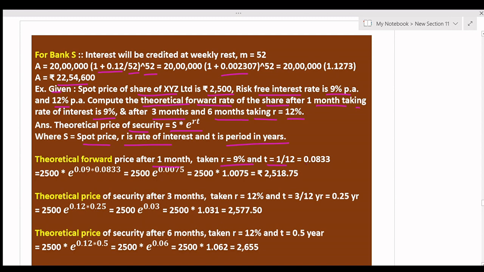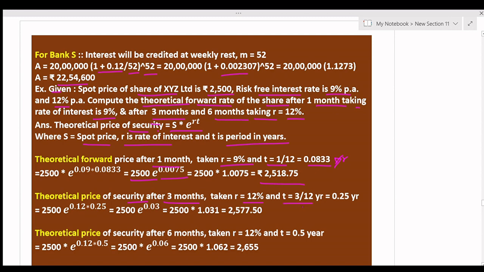Theoretical price after 1 month, taking R equal to 9% and T equal to 1 by 12 year, that is 0.0833 year. So 2,500 into e to the power 0.09 multiplied with 0.083, R into T, is equal to 2,500 into e to the power 0.0075, is equal to rupees 2,518.75.